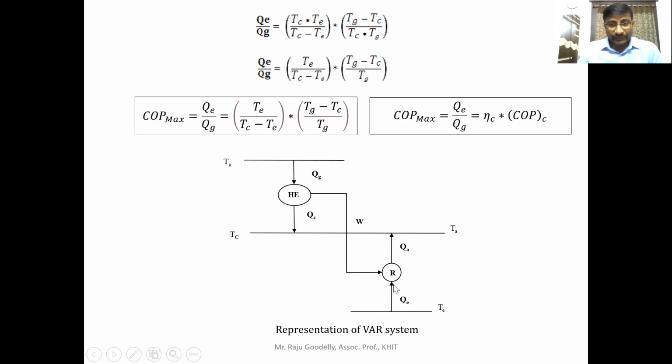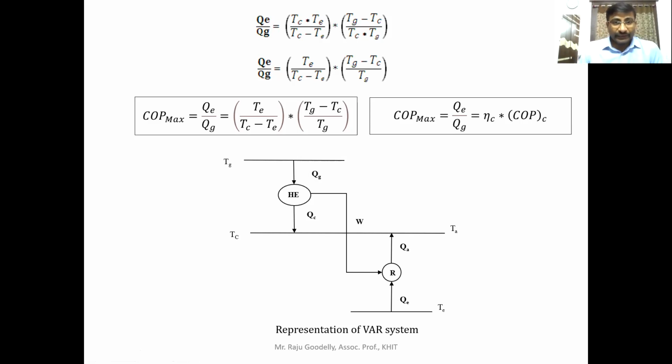Heat is extracted in the evaporator. QE is the heat extracted at the evaporator temperature TE. The heat extracted will be rejected to the cooling medium and atmosphere in the absorber as QA. So the total input is QG. QG is the input. Output is the refrigeration effect QE. So QE by QG is the COP, maximum COP.